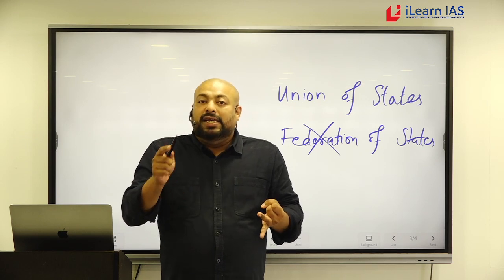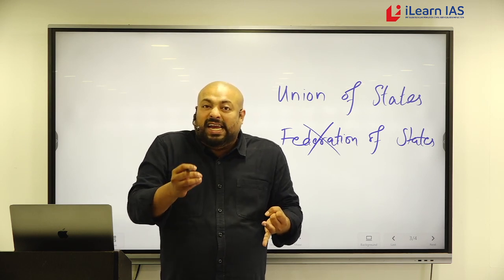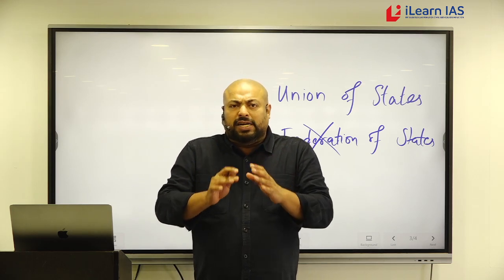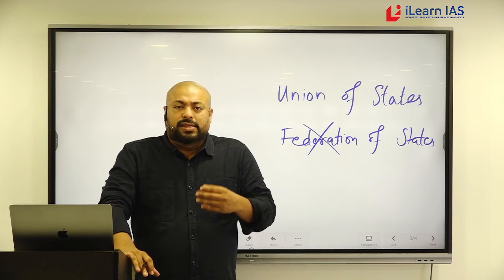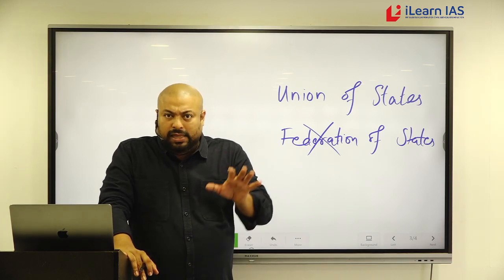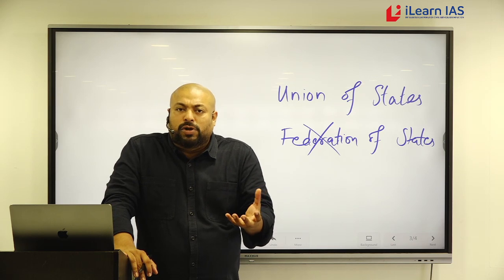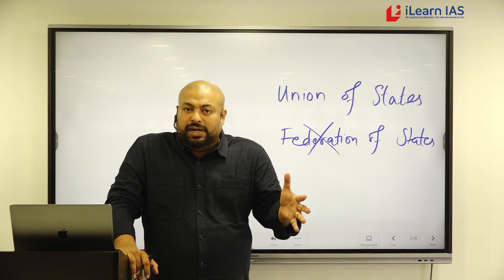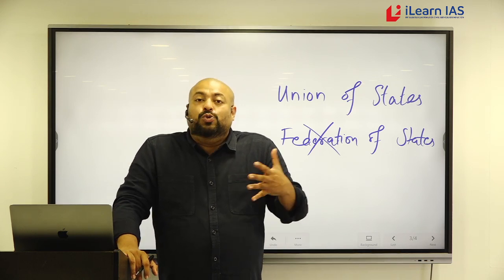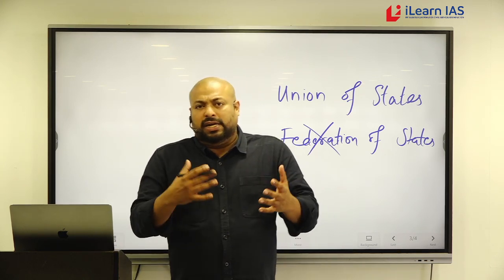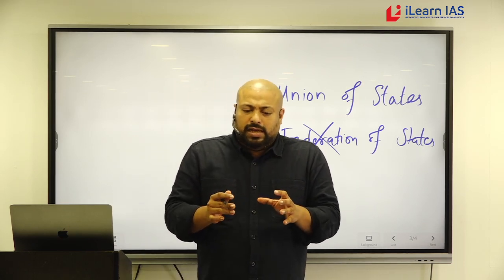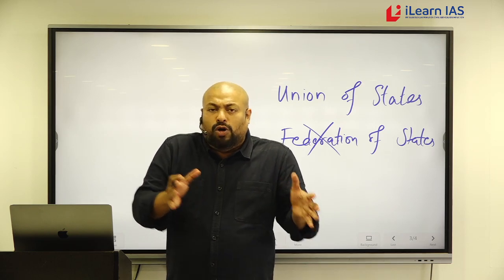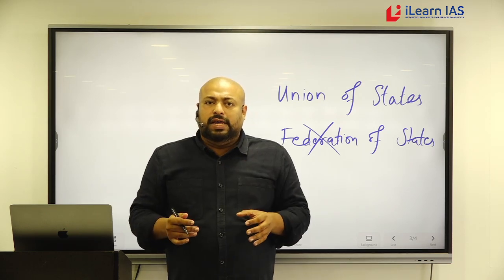The second reason is that the states don't have the right to secede from the union. So the first article very clearly states that the name of the country is going to be India, that is Bharat, and the type of the polity is going to be a union of states. That means rather than a federation, ours is going to be a union of states. If you look at federal countries across the world, you will see that they are always in a tight mold of federalism.